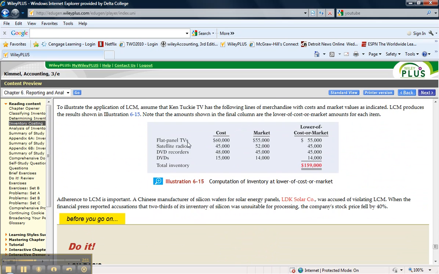You do it on an inventory item by inventory item basis. You can see for these inventory items, these are the cost amounts, this is the market value. So the lower of cost or market method would have you take the lower of these two numbers and report it in inventory. So then this total inventory balance would be what shows up on the balance sheet.